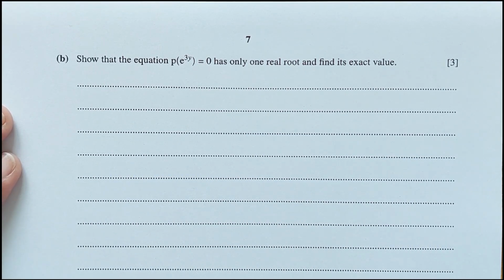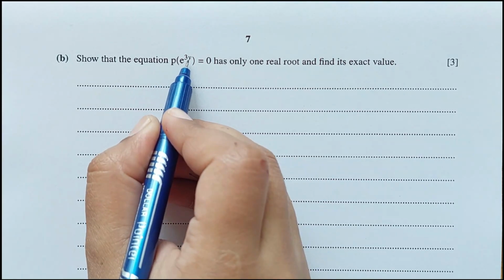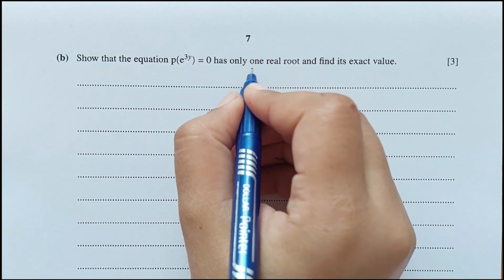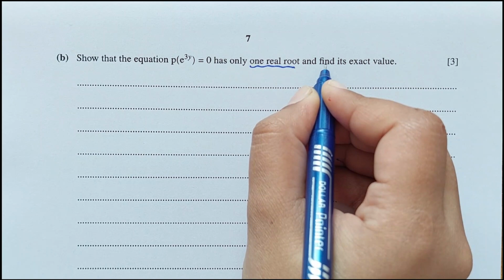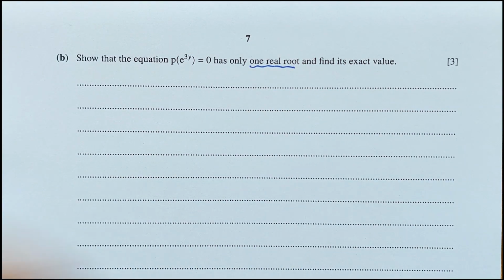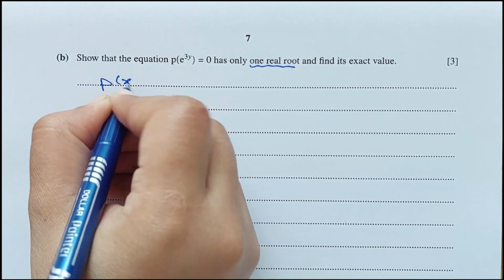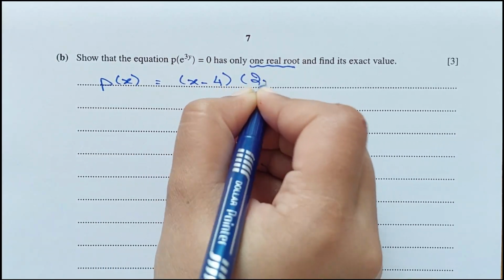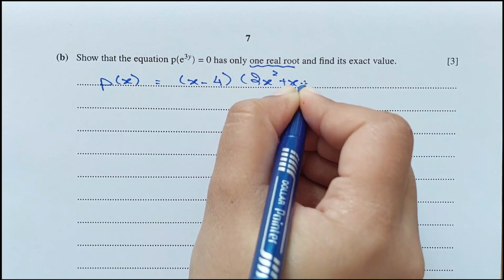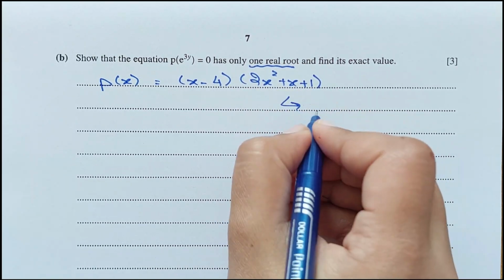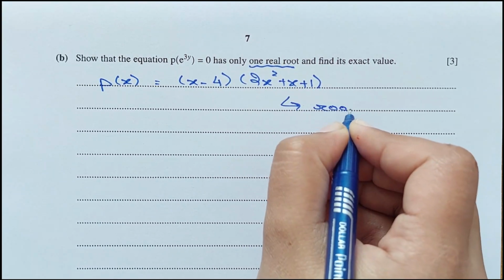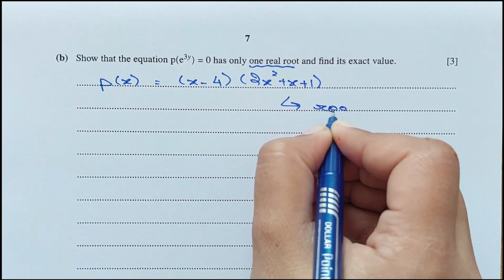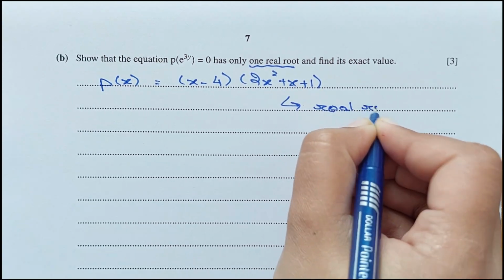Now for part B, show that the equation p of e to the power 3y equals 0 has only one real root and find its exact value. We have the polynomial in factored form from part A, which is x minus 4 times 2x squared plus x plus 1. From here we know that there is no real solution, real root.